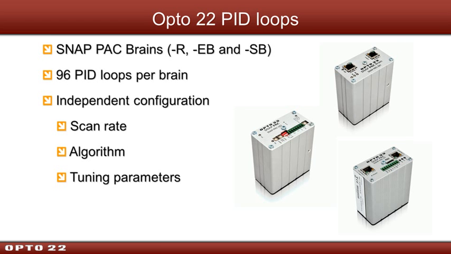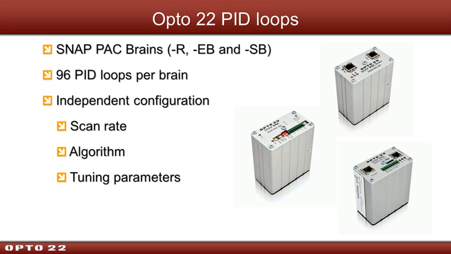I also appreciated that they were completely independent. I could have different scan rates for each of those 96 loops. If I wanted, I could use different algorithms between them, and we'll talk about that more shortly as we go along here. And we could also obviously have different tuning parameters. It was very important that we'd be able to tune each loop, and we'll talk about tuning here briefly as part of this introduction.